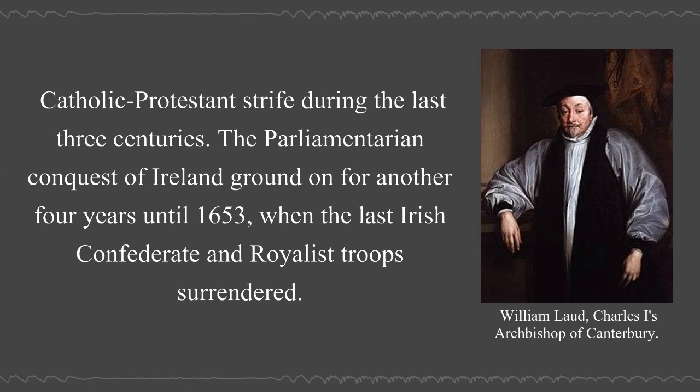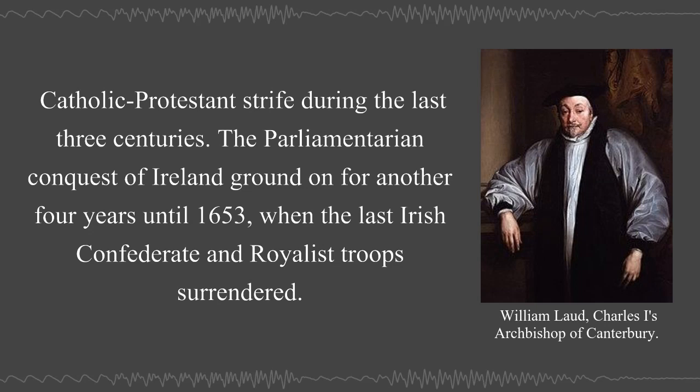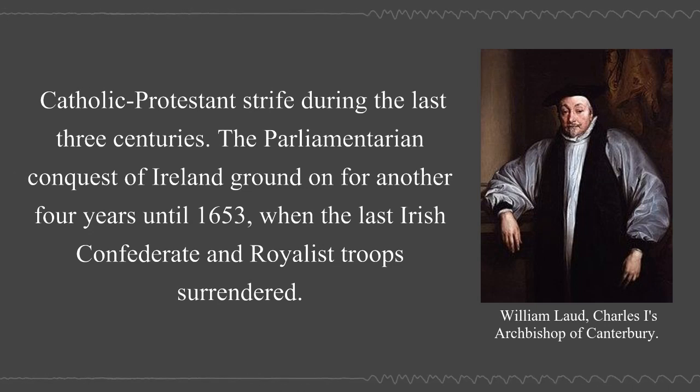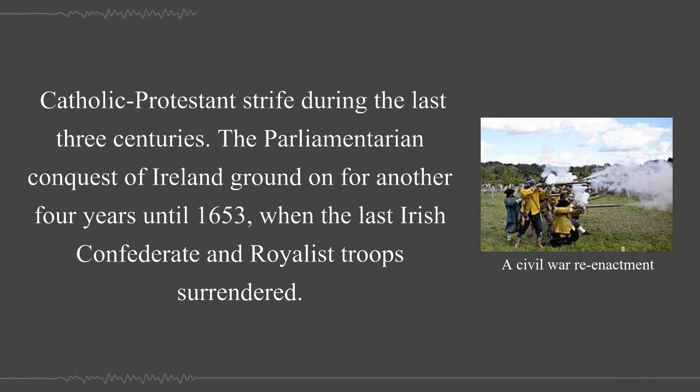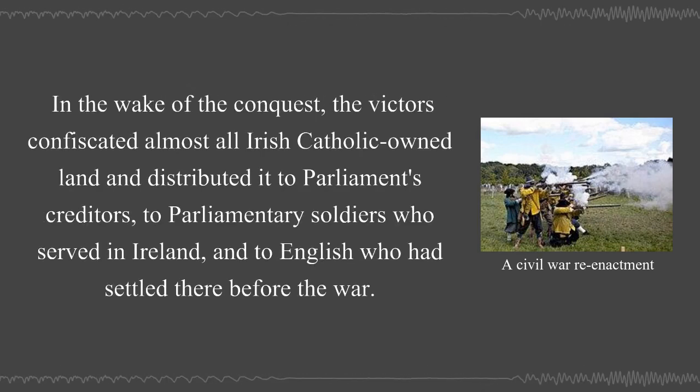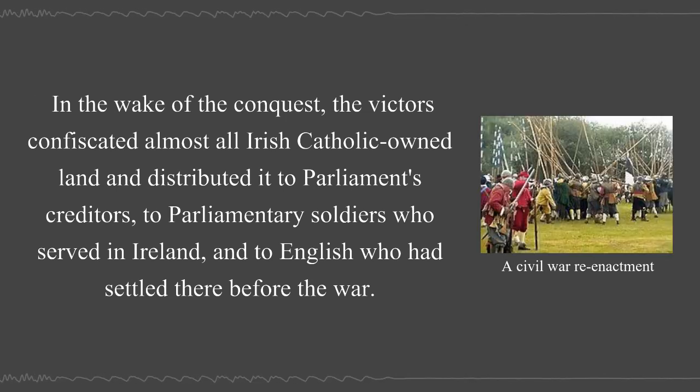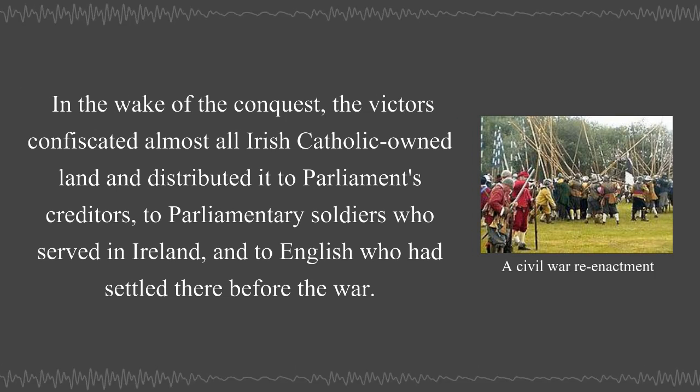The Parliamentarian conquest of Ireland ground on for another four years, until 1653, when the last Irish Confederate and Royalist troops surrendered. In the wake of the conquest, the victors confiscated almost all Irish Catholic-owned land and distributed it to Parliament's creditors, to parliamentary soldiers who served in Ireland, and to English who had settled there before the war.